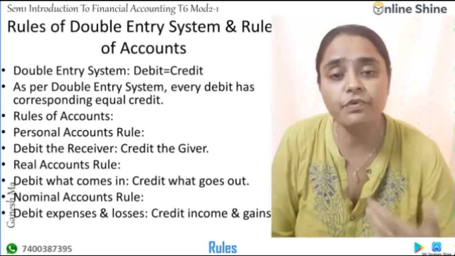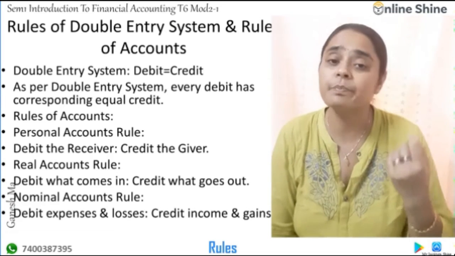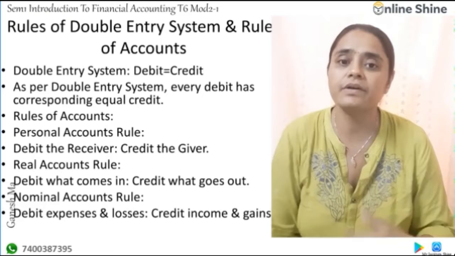Now there are rules for all these 3 types of accounts. The rule for the personal account is: debit the receiver, credit the giver.